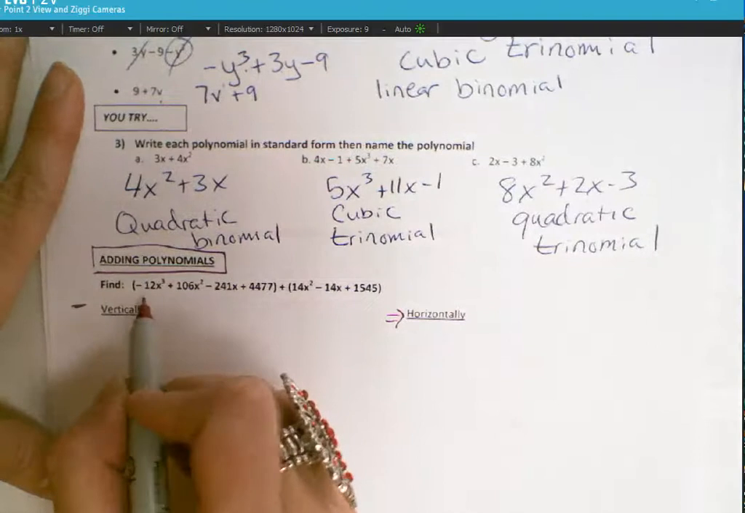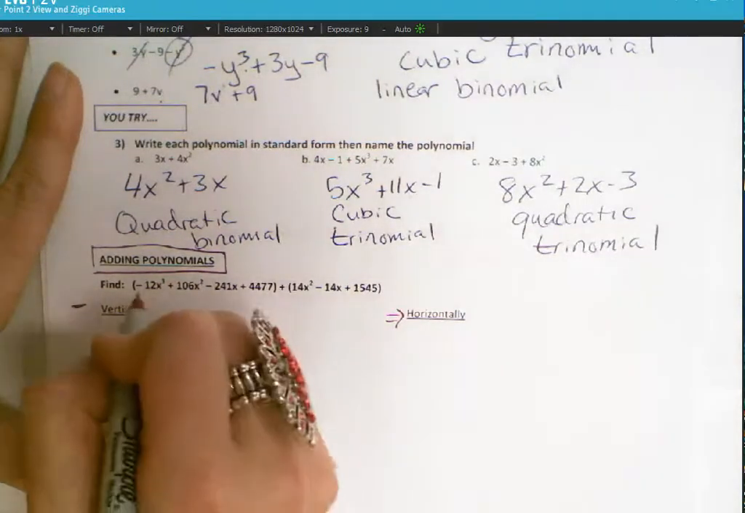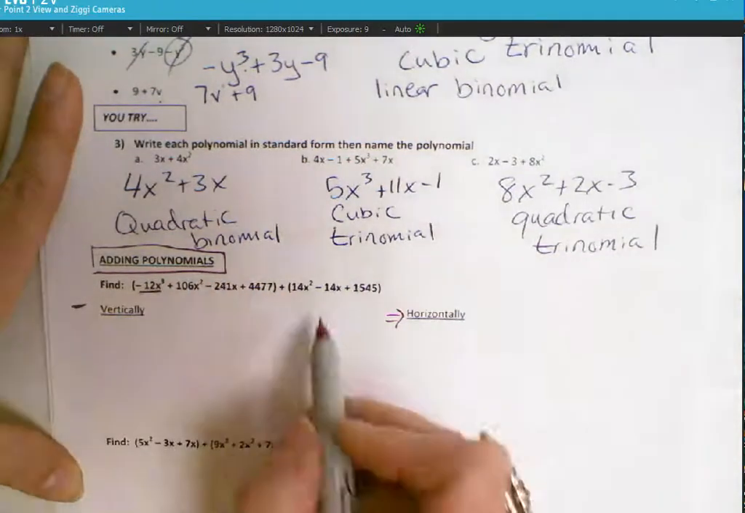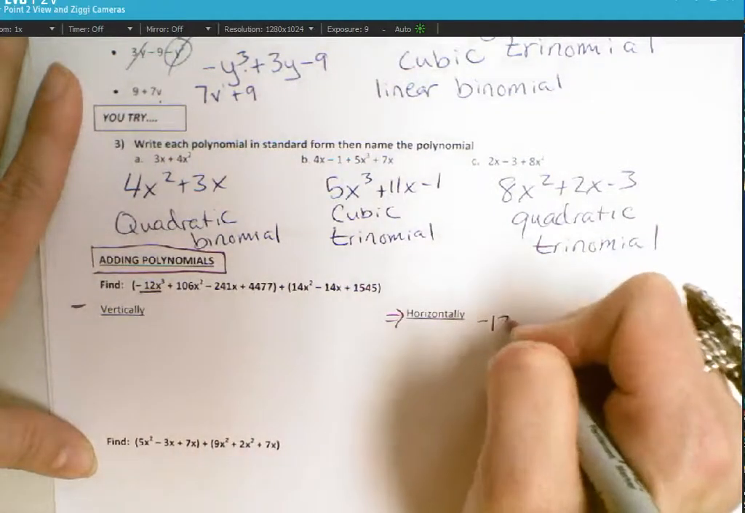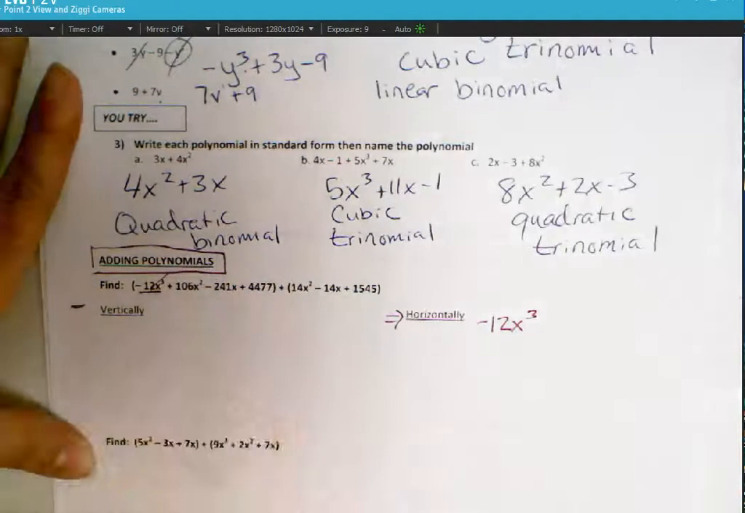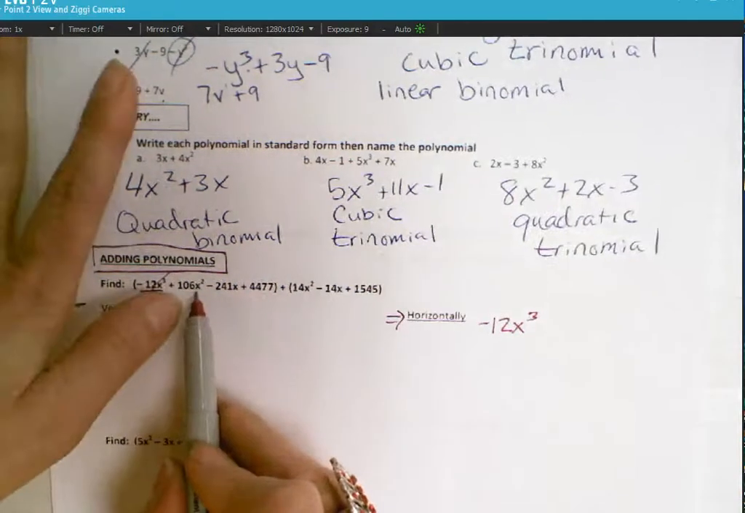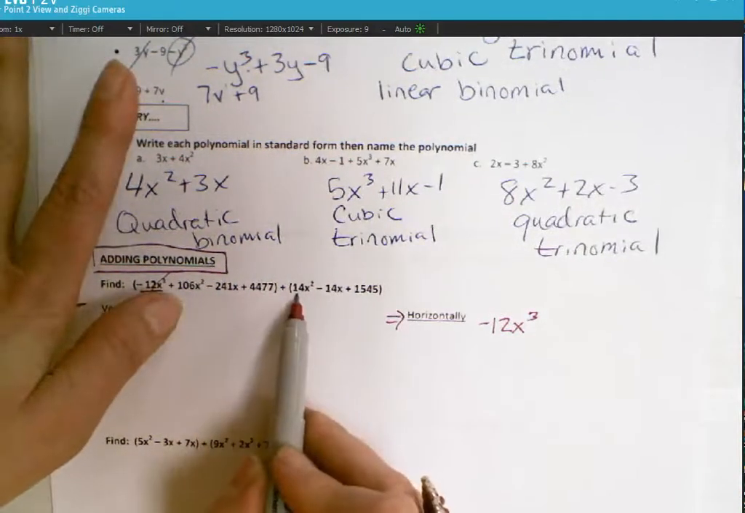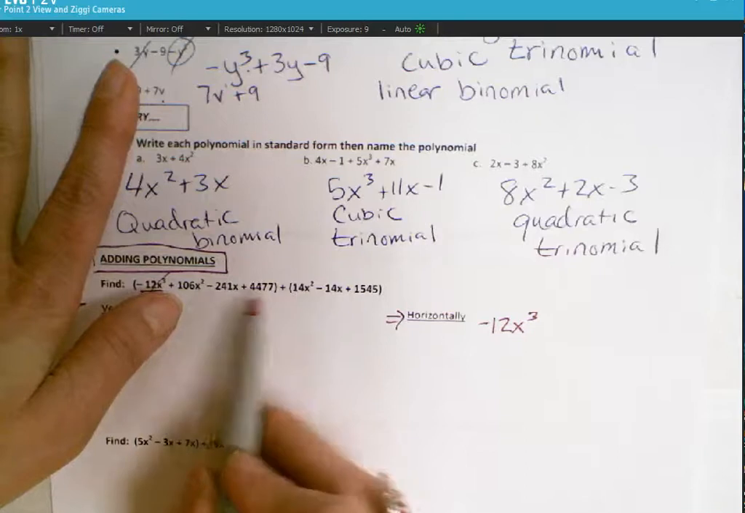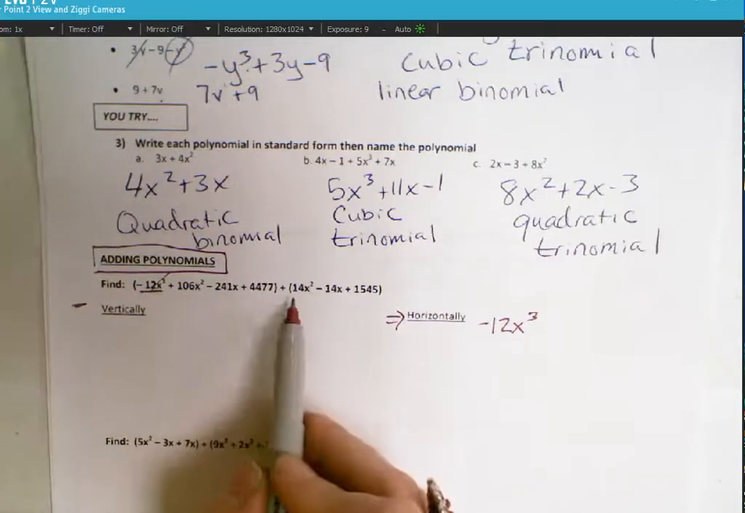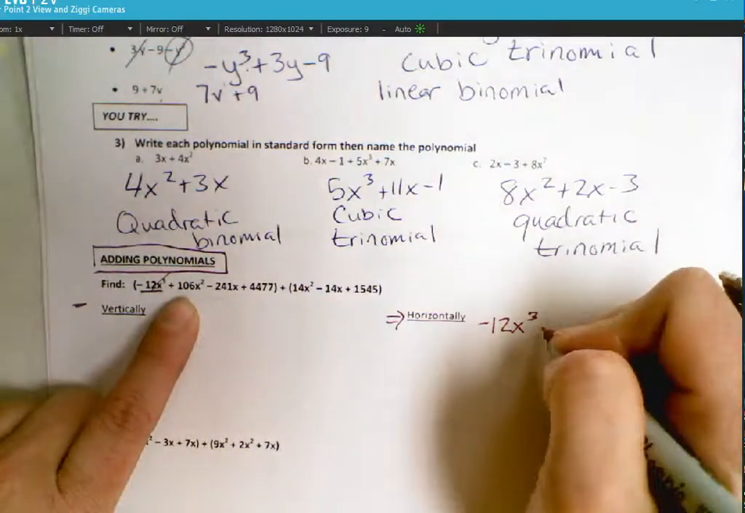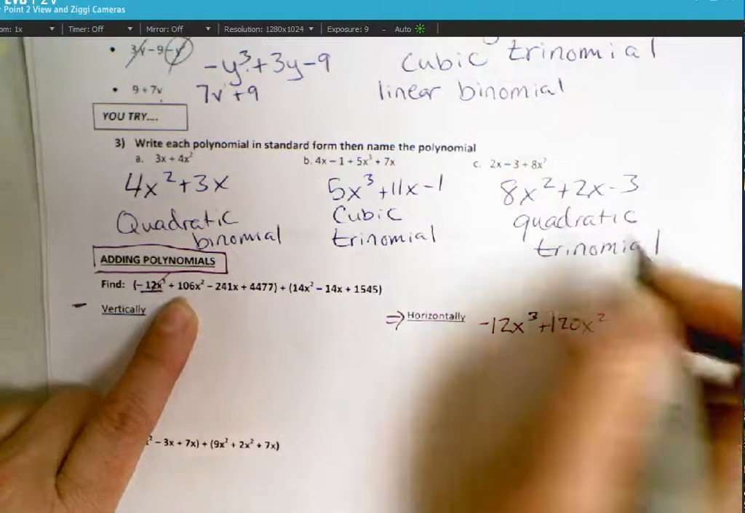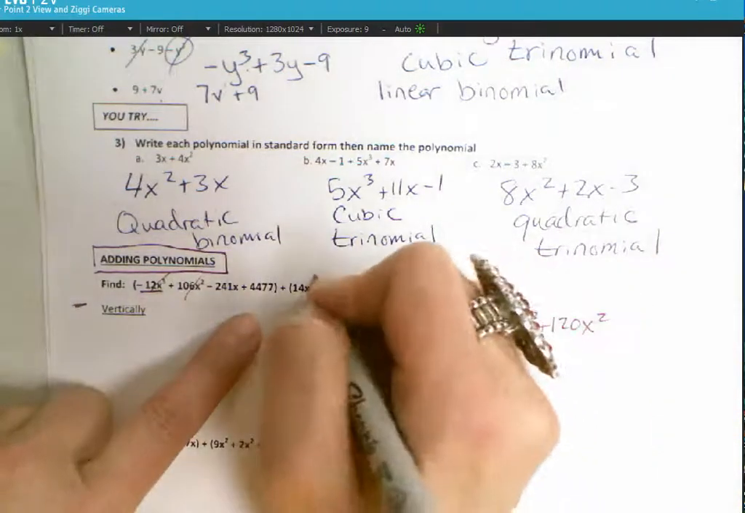I've got negative 12x to the 3rd. So if I have 12x to the 3rd, I'm looking for x to the 3rd over here. I don't have an x to the 3rd, so I'm just going to carry over negative 12x to the 3rd. I've handled that piece. Then I have x squared. I have an x squared here, and I have an x squared here. So I can combine those terms. 106 plus 14 is what? That is my 120x squared. So I've handled that one and that one.